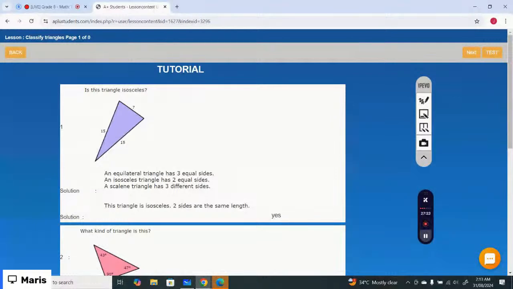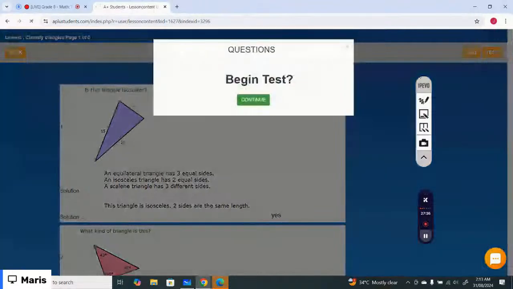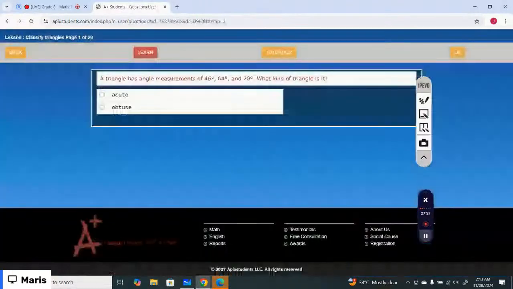Okay, let's just start with the test questions. Our triangle has angle measurements 49 degrees, 64 degrees, and 70 degrees. What kind of triangle is it? According to the angles of the triangles, you can classify them as acute and obtuse triangles, right? Acute, obtuse, and I forgot the name of the third triangle. Hold on. Right angle triangle, right?